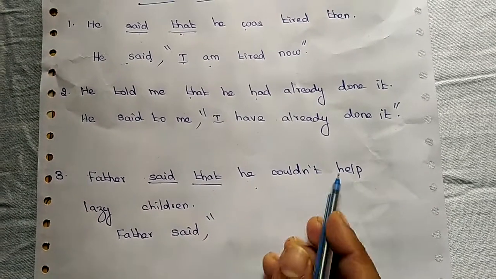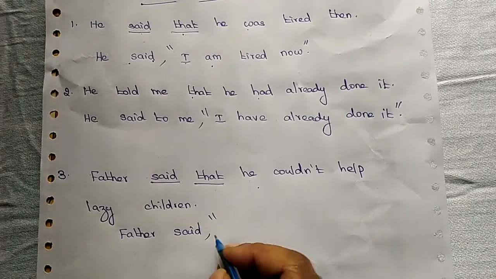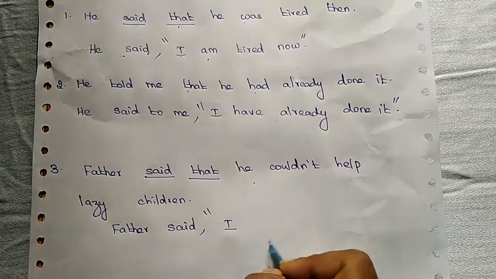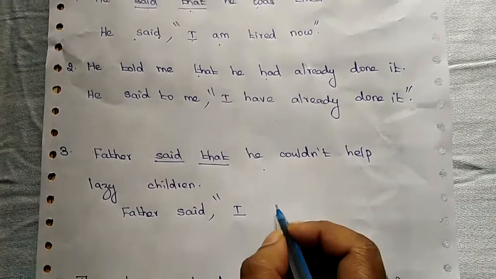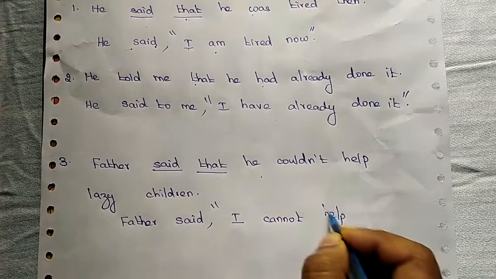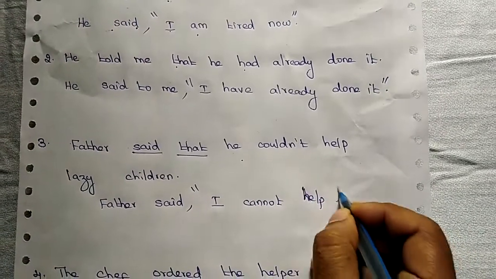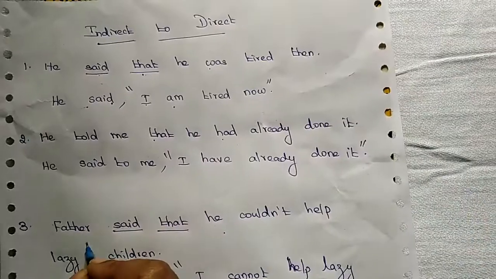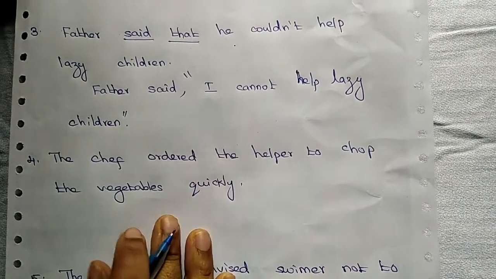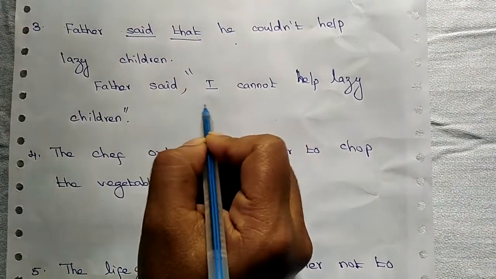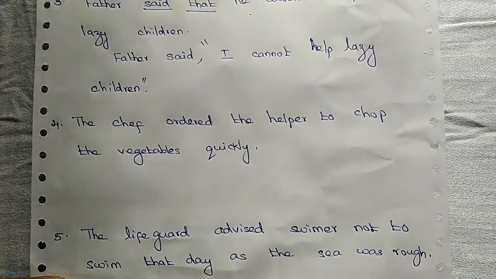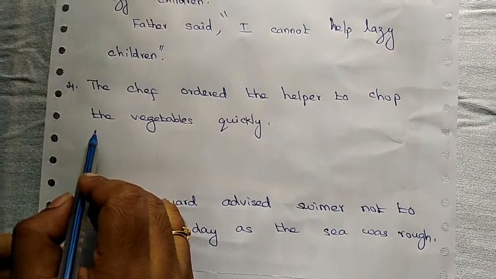He could not help lazy children. Father, when he is saying father, he will say I. Okay, then could not will change into, what is the present form of could not? Cannot. I cannot help lazy children. Close the quotation. Father said, I cannot help lazy children. Got it, ma? So, now we can move to the next sentence.